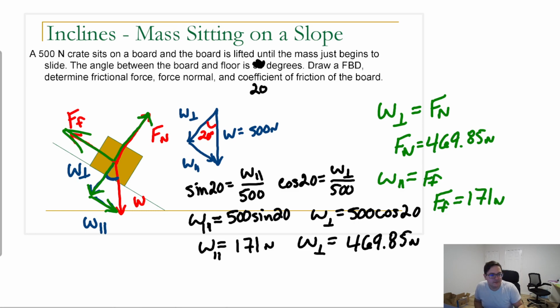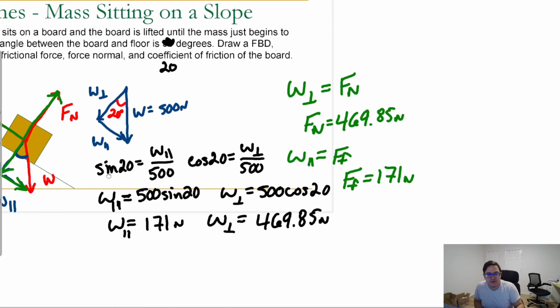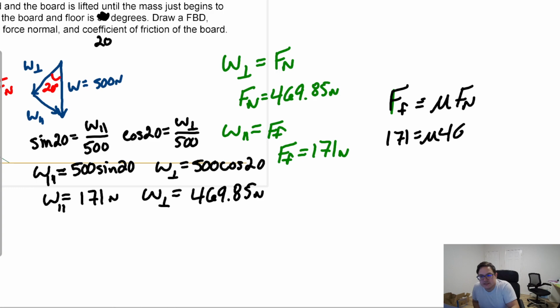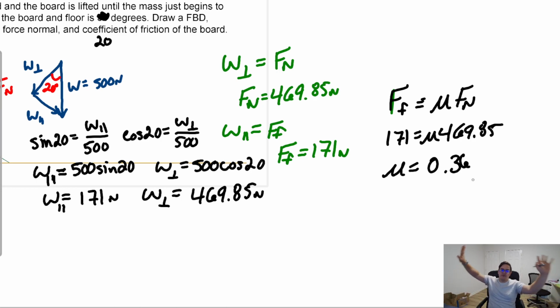Well, we have the information we need. Gosh, I love physics. It's just so great. Force of friction equals mu times force normal. So 171 equals mu times 469.85. So mu equals 171 divided by 469.85. I get 0.36. No unit, remember? Coefficient of friction is no unit.